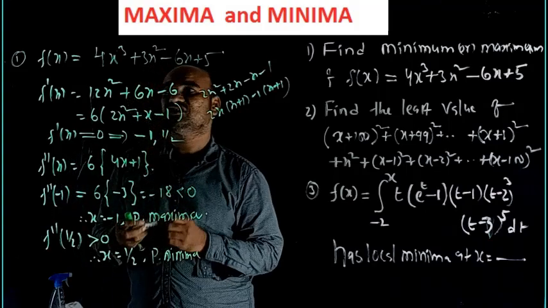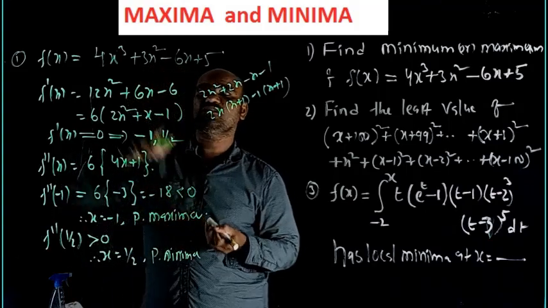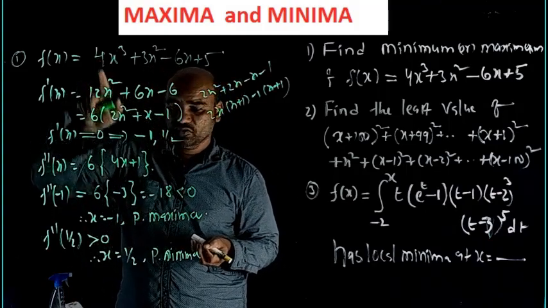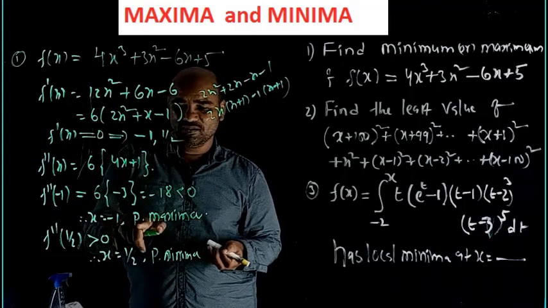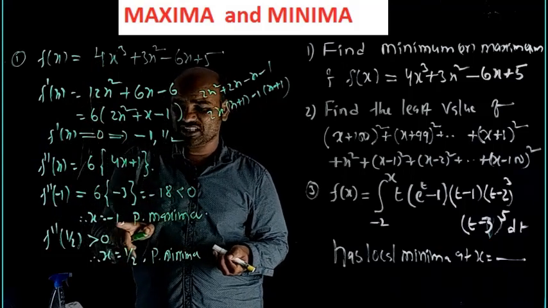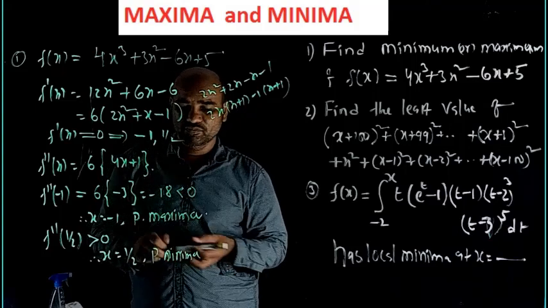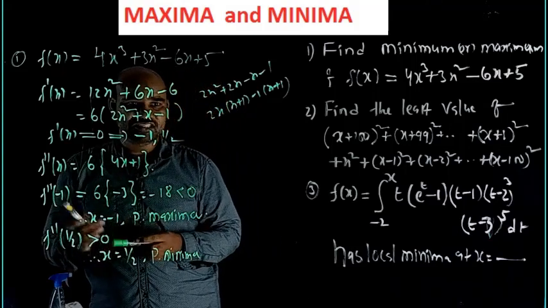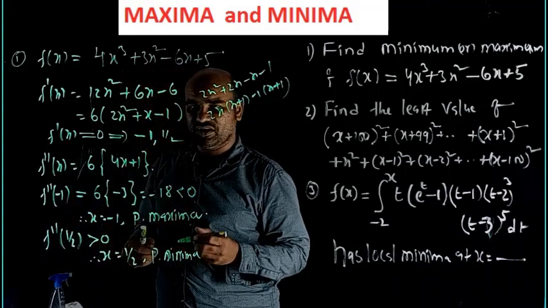So what do we want? This is a cubic function. We can't find global maxima or global minima. We can find local minima and local maxima. Local maxima you can find, local minimum you can find.